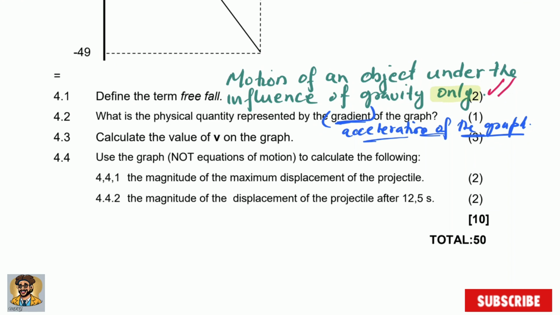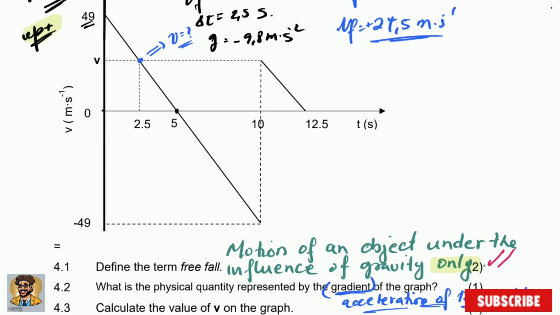In the next question they say use the graph and not the equations of motion to calculate the following. Guys, this is done in grade 10. You learn to calculate using the graph but not using equations of motion. In this case they ask for the displacement, which is calculated by the area under the graph. They're asking you to calculate the maximum height, because the object goes all the way up and then goes down.